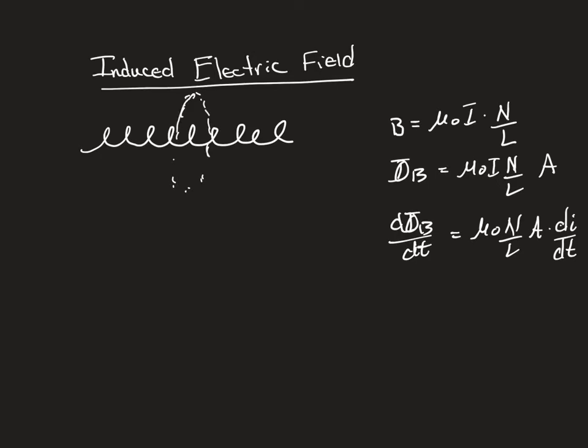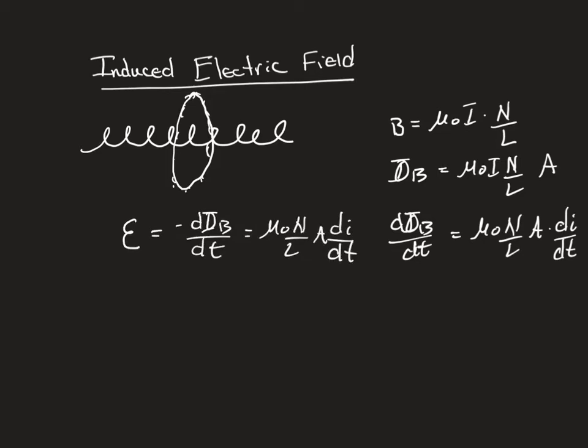Now we're going to put a loop through the solenoid. And what we would observe is as we change the flux through the solenoid, it's going to induce an EMF in that coil. And we're going to be able to calculate that induced EMF using Faraday's law. So it's going to relate to the change in current in the solenoid.